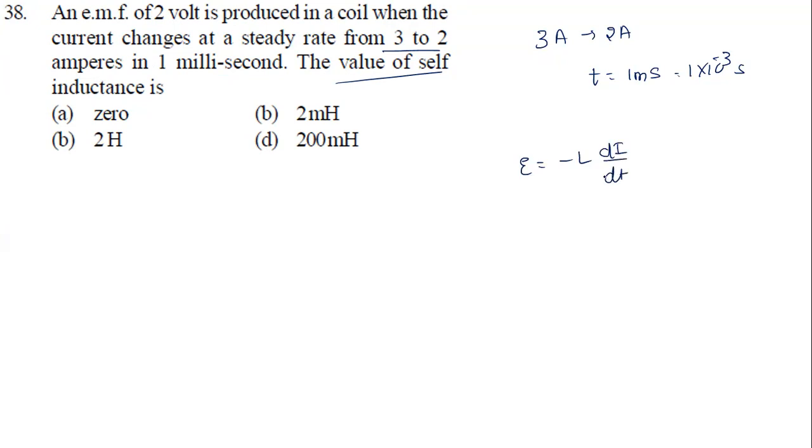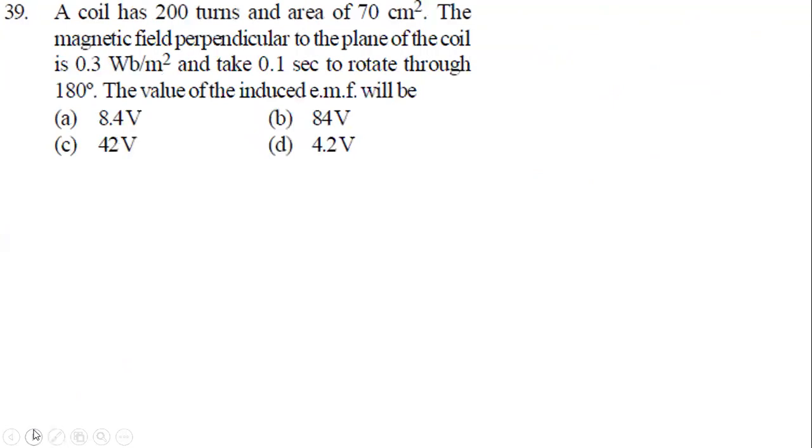I'm leaving this question to you also. Take a screenshot of this question. Same formula is given to you, so you can simplify using the formula and time is given. It's I1, it's I2. So di becomes I2 minus I1 and delta t becomes t, that is given here. Simplify, you get the value of self-inductance. Now go for next question.